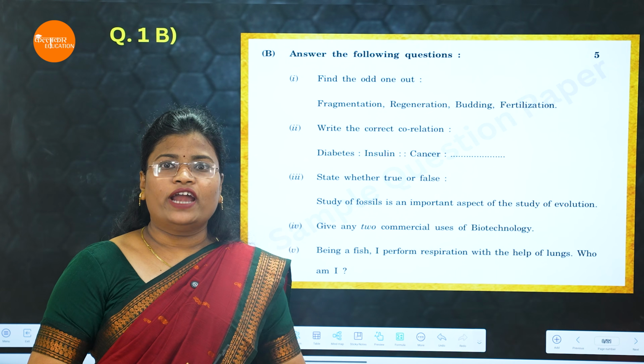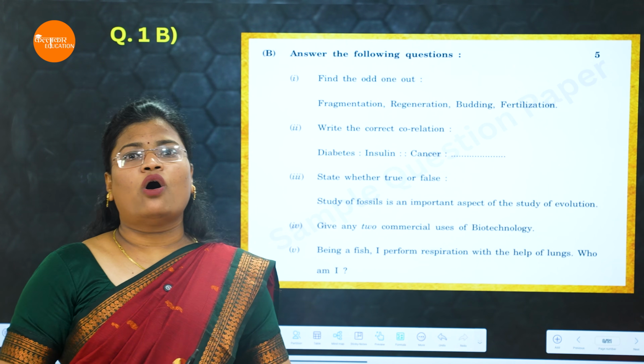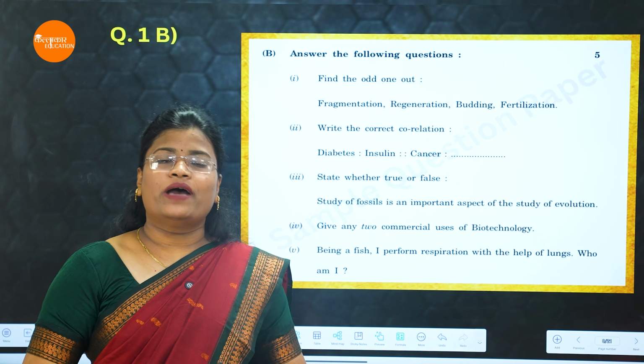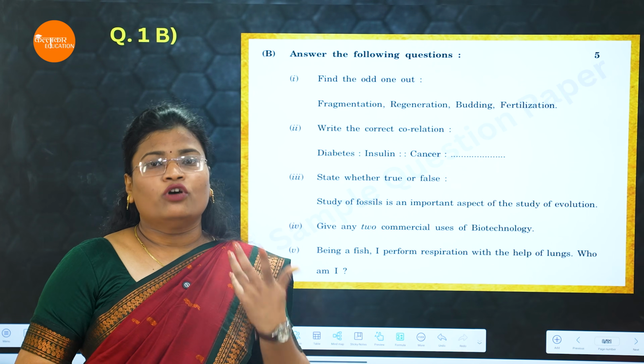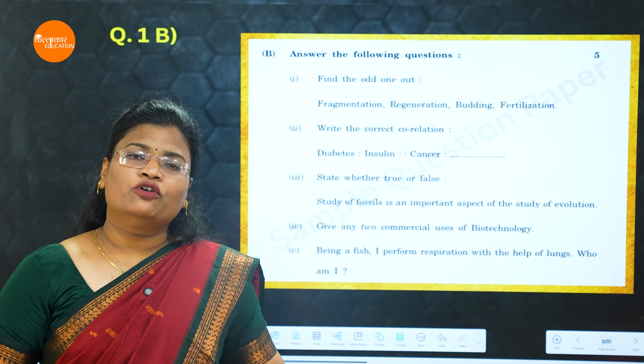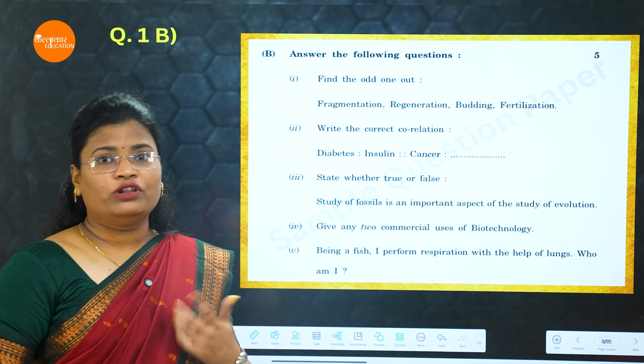There will be 5 different objective question types, 1 mark each, such as find the odd man out, correlation, match the columns, match the pair, true or false, give the names or molecular formula, etc. These types of questions will be asked in question number 1B. Let's see how the question will be.